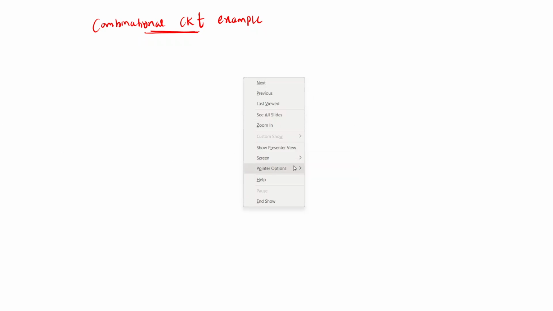Next, let us see the combinational circuit example. Suppose any logic diagram is given. If you see the combinational circuit example, suppose this is one combinational circuit.